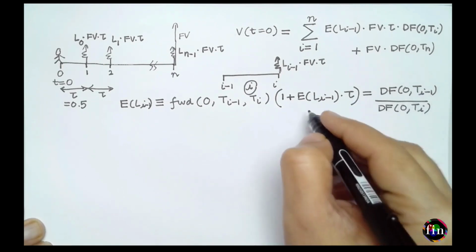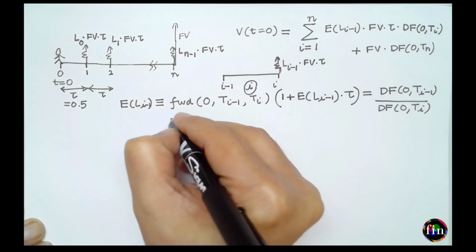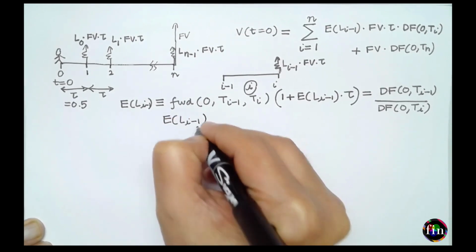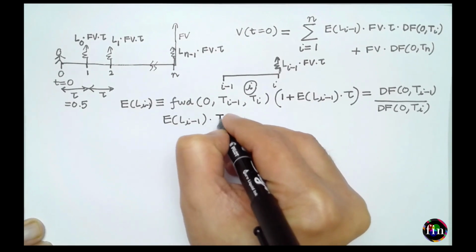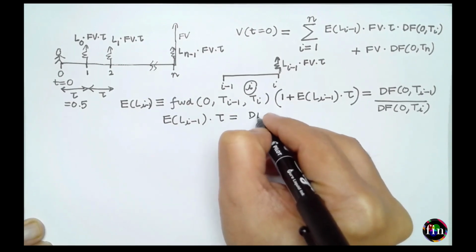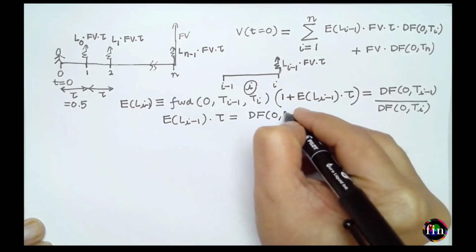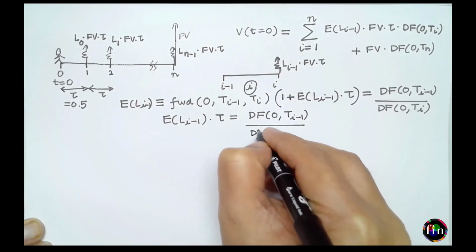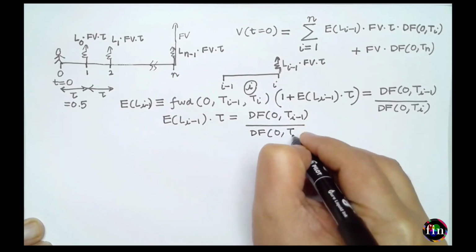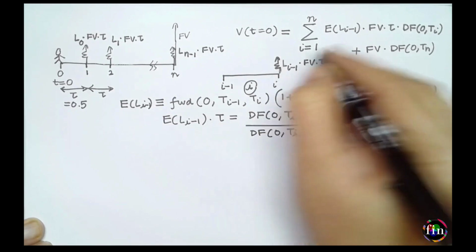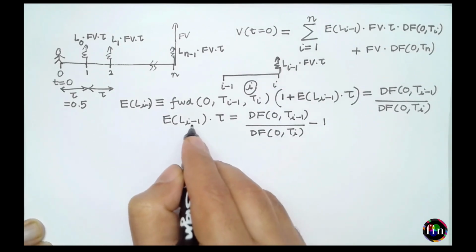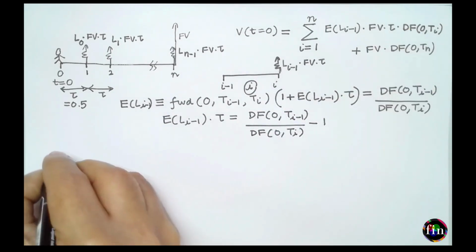So if this is true, then the expected value of the LIBOR, times tau, should be equal to df from 0 to ti minus 1, the whole thing divided by discount factor 0 to ti, minus 1. I'm taking the 1 on that side. Let me now replace this in this formula.